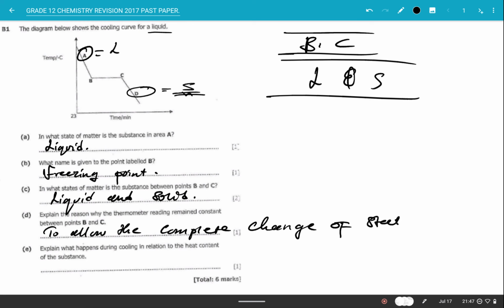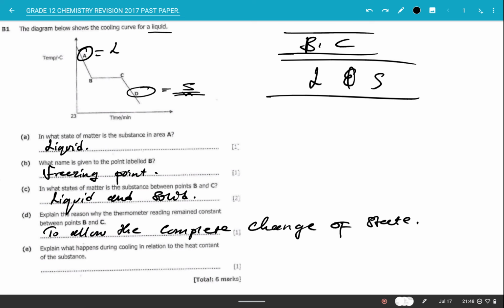I hope that's clear. So questions would always be phrased in such a manner: why is it that the temperature reading remained constant? That's why you have to say that all the heat energy was used to change the state of that particular substance. Now he says explain what happens during cooling in relation to the heat content of a substance. Now when we talk about heat content, we're talking about the amount of heat present in a particular region or substance. So we need to explain what happens during cooling in relation to the heat content of a substance. Now what you have to understand is this.